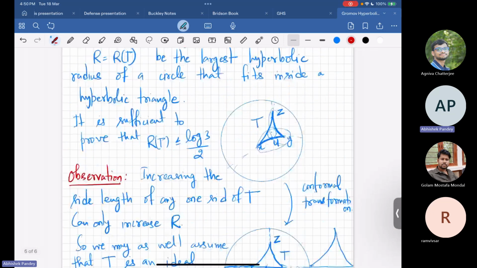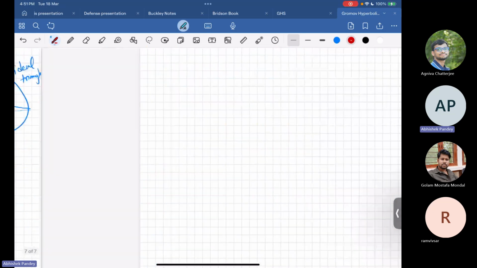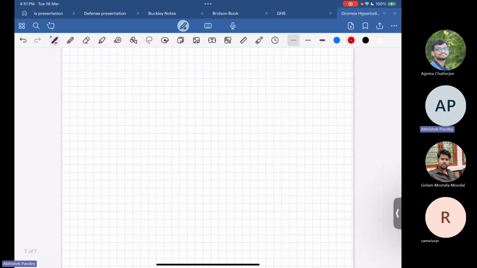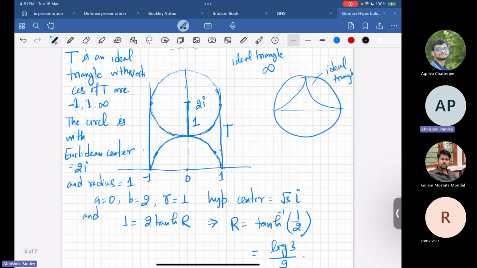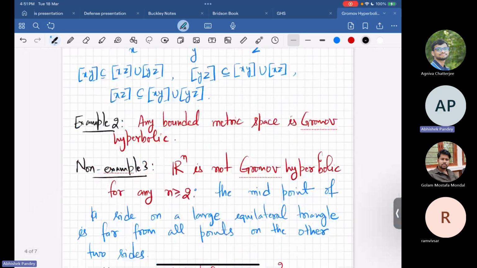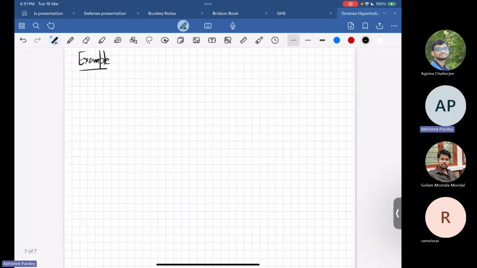Okay, so the next example is, obviously, we have seen the CAT(k) spaces, and basically we will see that they are going to be Gromov hyperbolic. So example, and basically the proof of this one requires this delta equals log 3. So this is example 5.